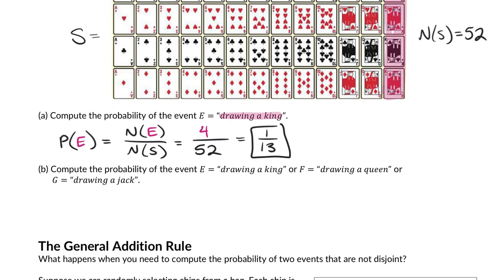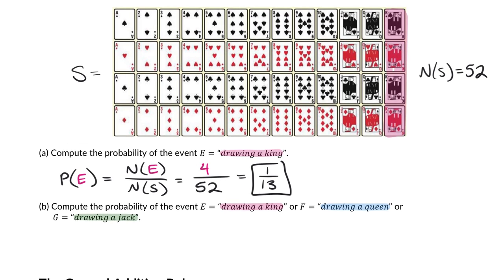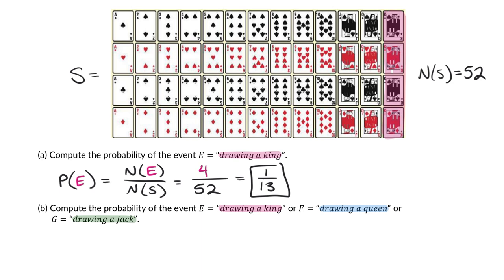Now, if we do multiple events at a time, that's what we did last class, part A, but part B is more than one event occurring. So E is still going to be drawing a king, but this time F is going to represent drawing a queen, and G is going to represent drawing a jack. So if we highlight our sample space to reflect this, F would be all of the queens, and green for me would be all of the jacks.